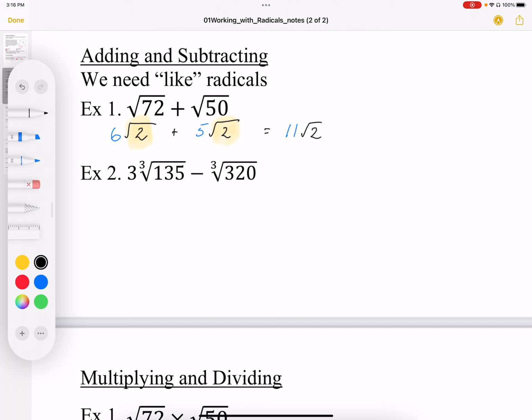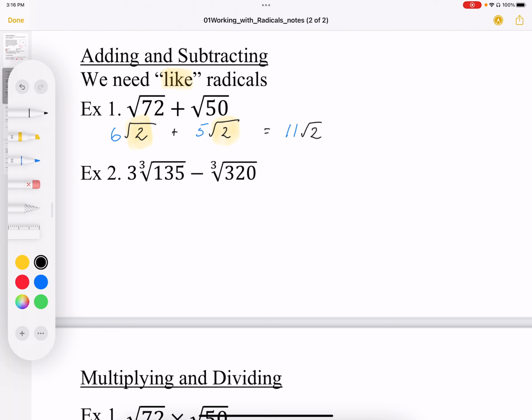So if we add root 72 plus root 50 on our calculators, it's going to be the same as 11 times the square root of 2. And again, to do this, we need to make it into mixed radicals and then look for like radicals. When we talk about like radicals, it's when the radical parts are the same.